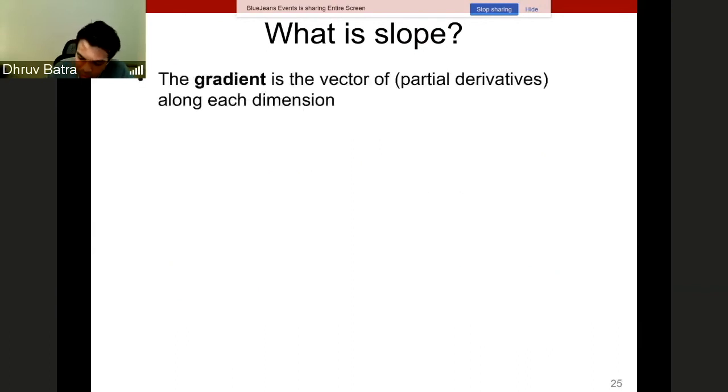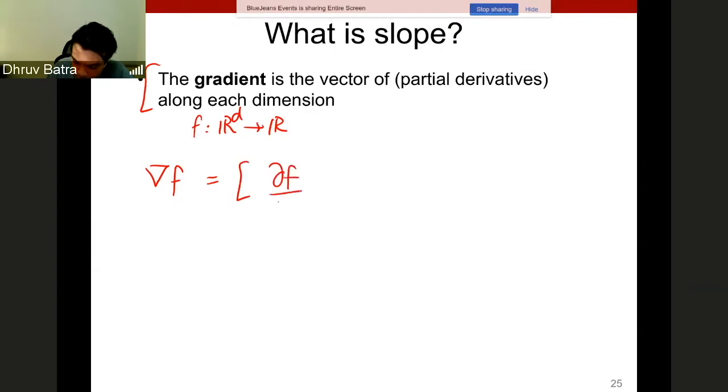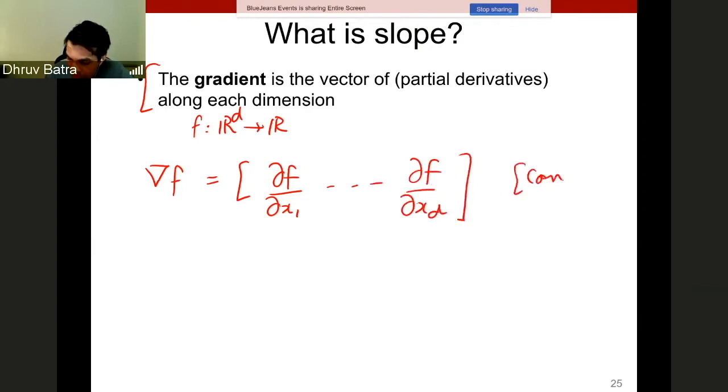The object that we're going to be concerned with is the gradient. The gradient of a function f, as we wrote down, R^d to R, is going to be this vector of partial derivatives along each of these coordinates. One particular caveat is whether this is a row vector or a column vector, the row or column vector convention. We will talk about this in a few slides.